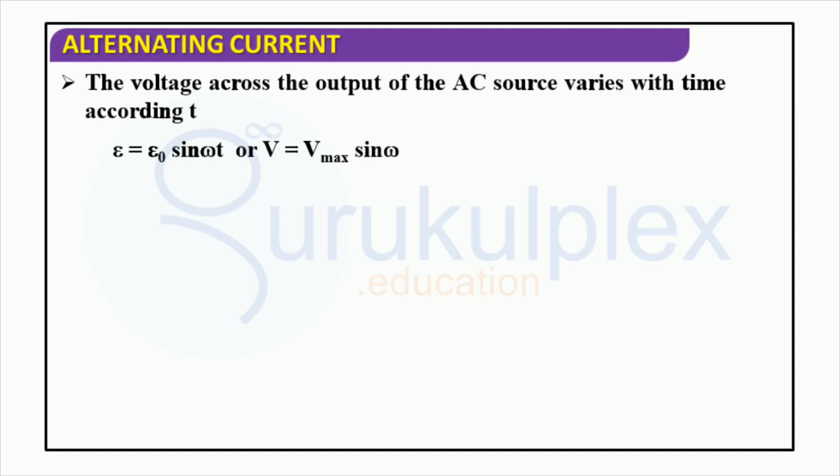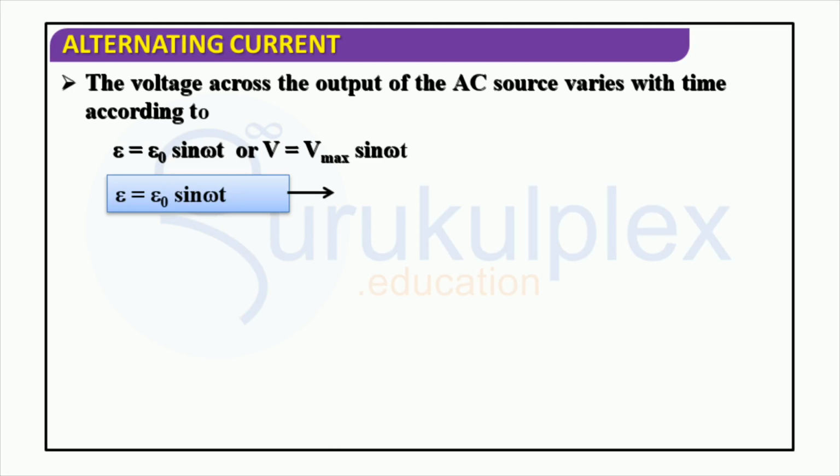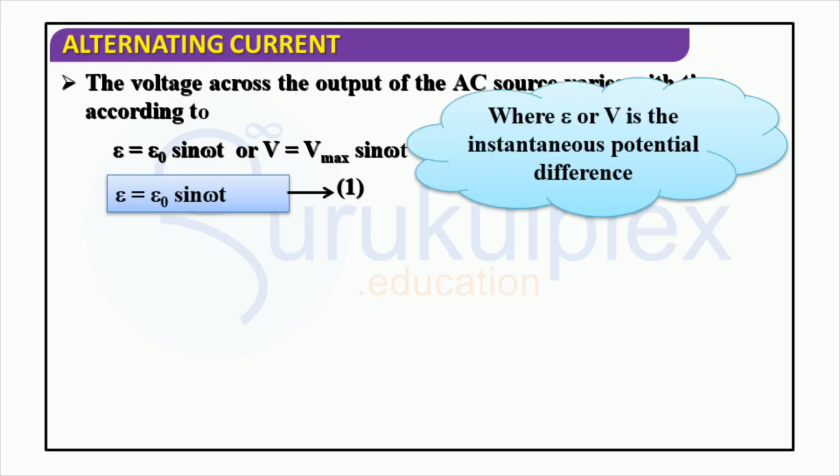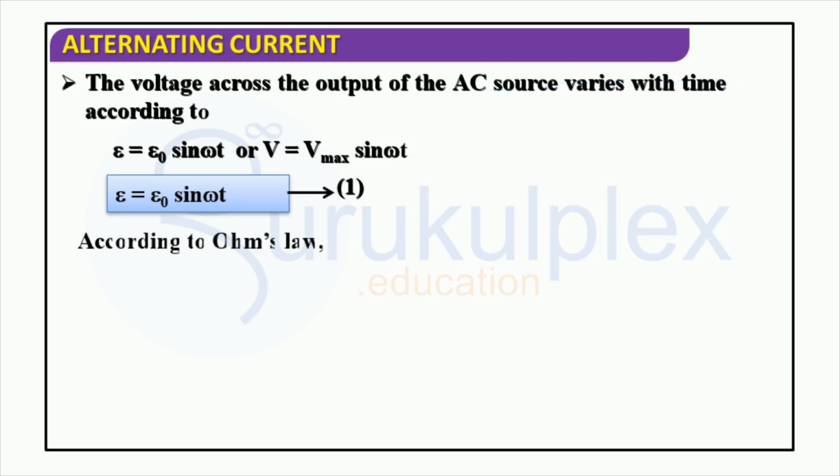Examining an alternating current, we can see that its voltage across the output of the AC source is constantly varying with time according to the equation E equals E0 sin omega t, or V equals V max sin omega t. Applying Ohm's law, the current I is also constantly varying with time as I equals I max sin omega t. Through understanding the alternating current and how it fluctuates, we can utilize it in multiple applications.